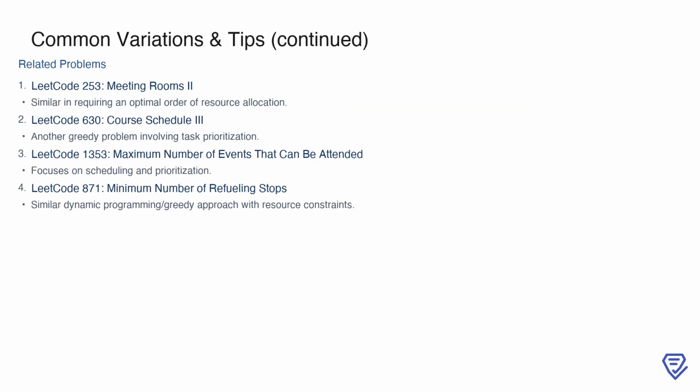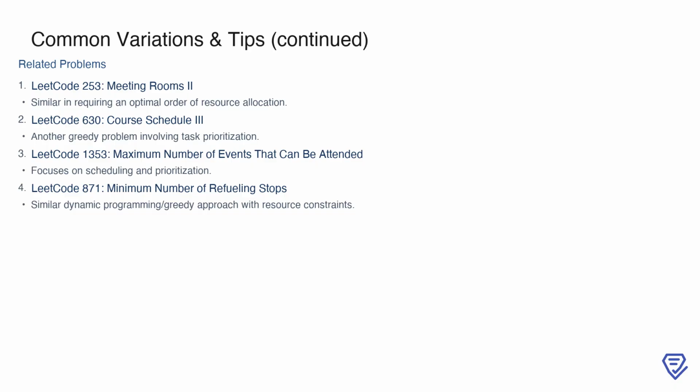These edge cases often come up in interviews, so it's important to be ready to discuss them. There are also several related problems that share similar concepts and techniques. For example, LeetCode 253, Meeting Rooms 2, involves optimizing the allocation of limited resources, in this case, meeting rooms, based on scheduling constraints. LeetCode 630, Course Schedule 3, is another example of a greedy problem that requires task prioritization. Additionally, LeetCode 1353, Maximum Number of Events That Can Be Attended, focuses on scheduling and prioritization, which align closely with the principles of this problem.